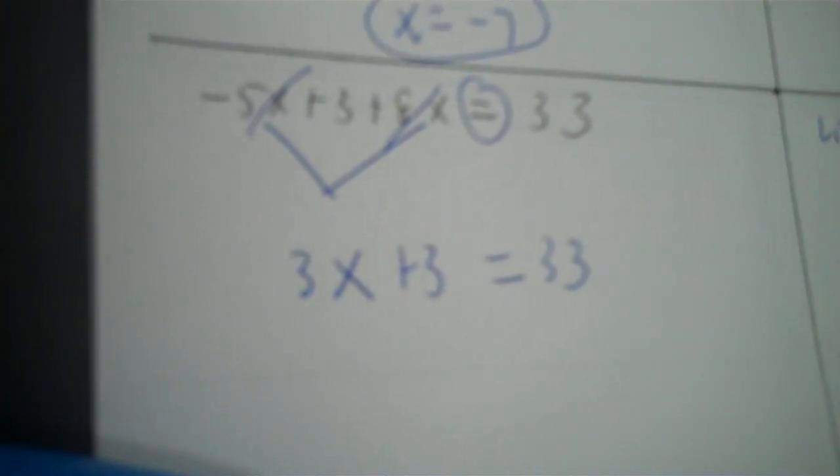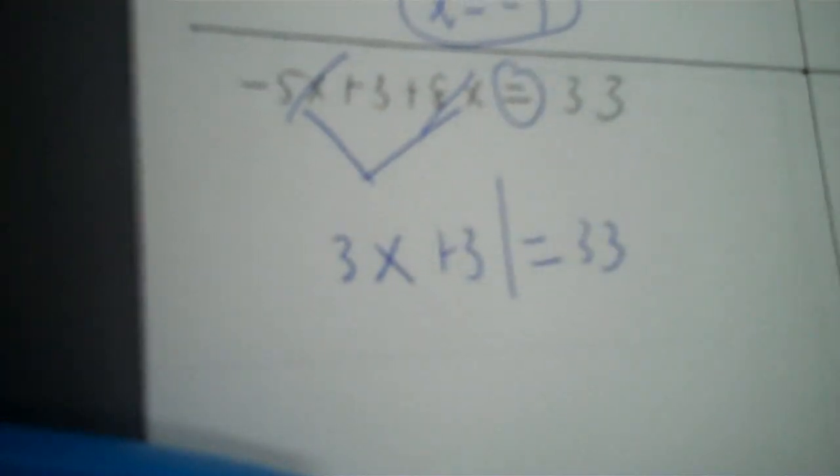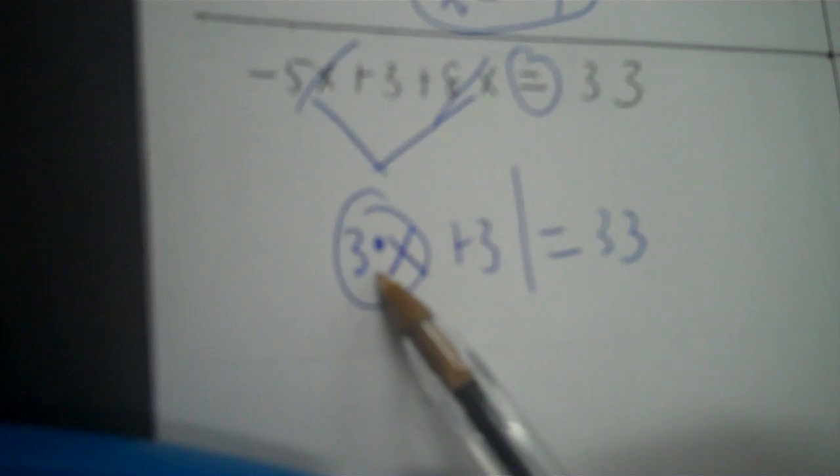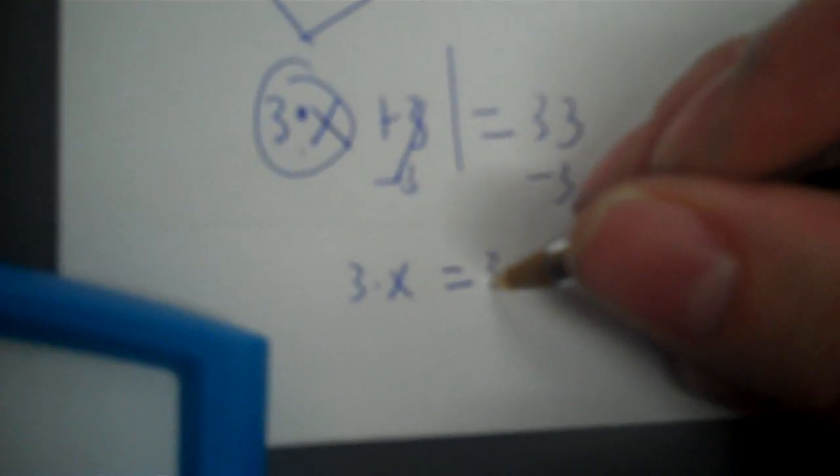equals 33. Now I have just a single x term on the left side. So we have times 3 plus 3, so we have to minus the 3. And then we need to divide by the 3. So minus 3, minus 3. So 3 times x equals 33 minus 3 is 30. Then you divide each side by your 3. And now we have our solution for x. X equals 10.